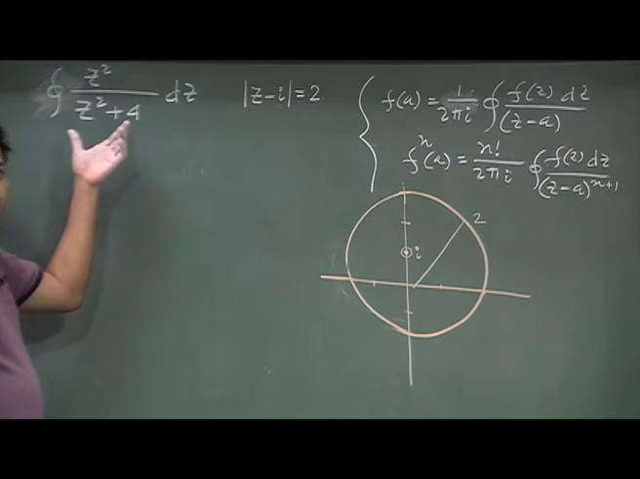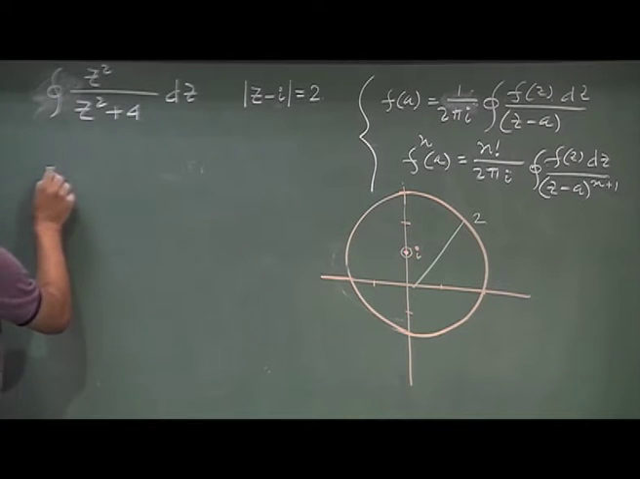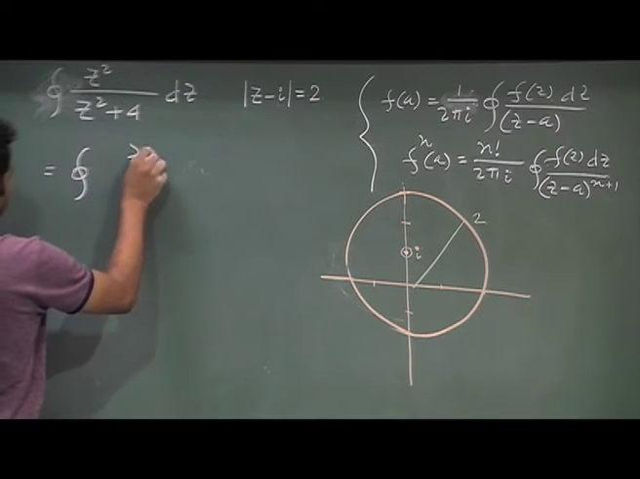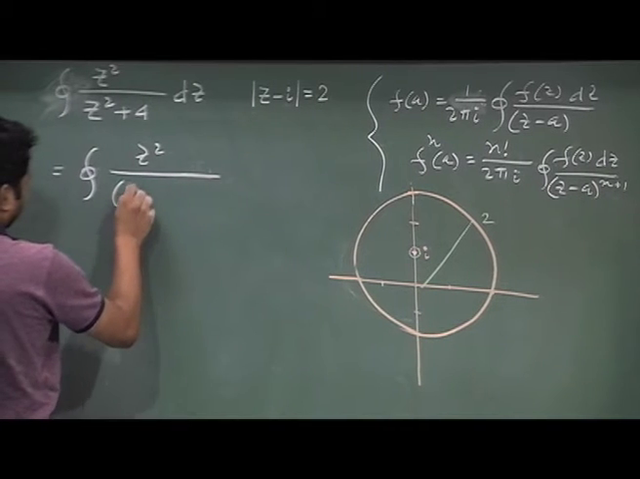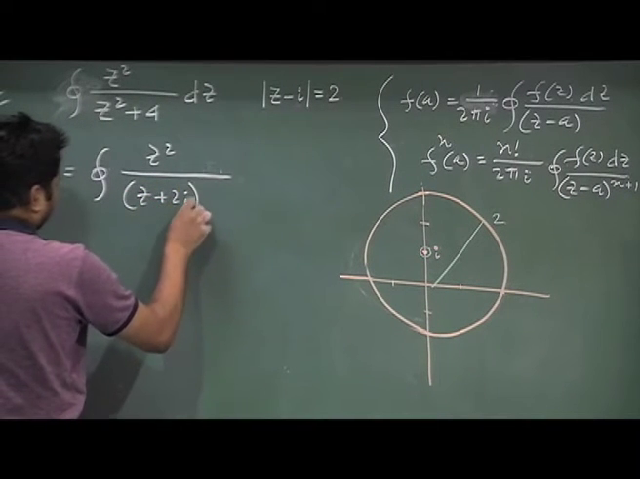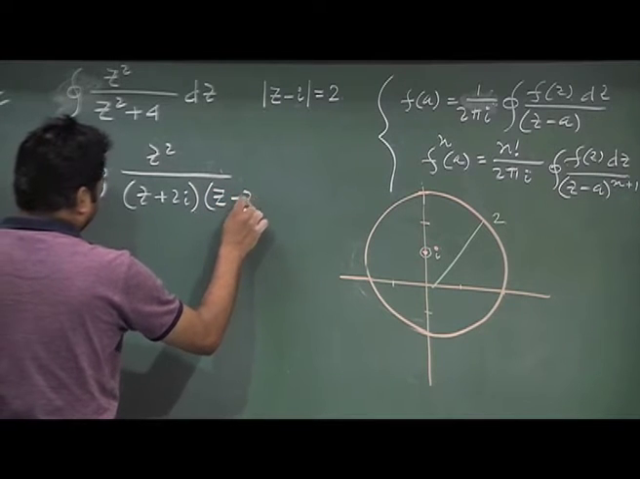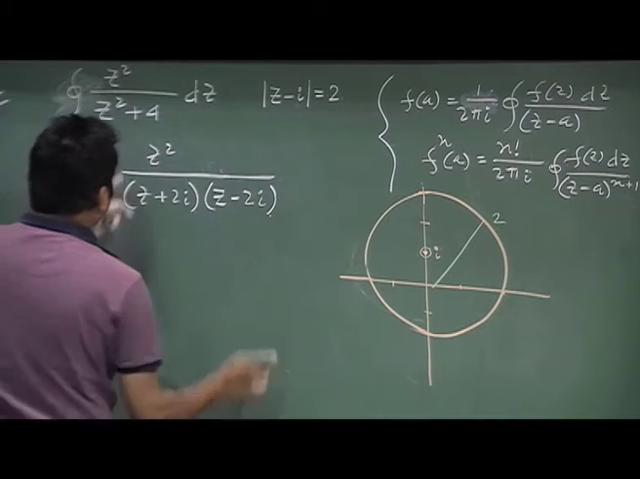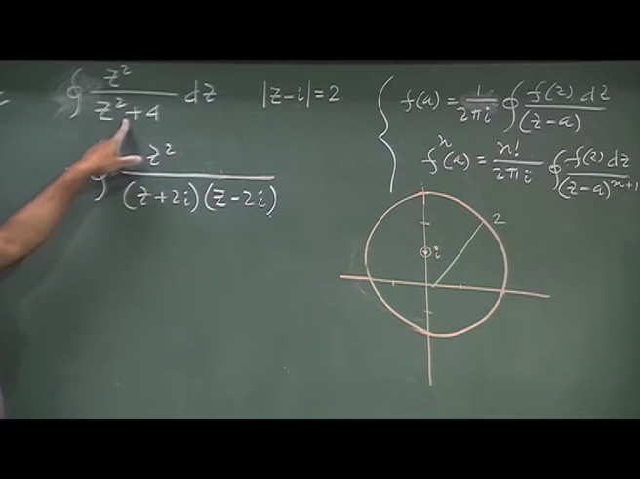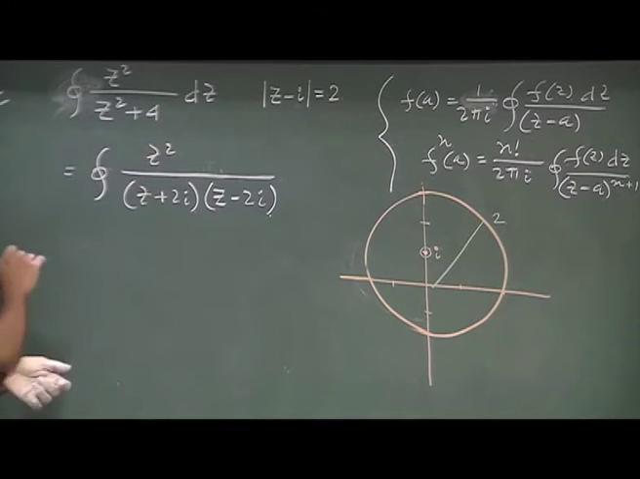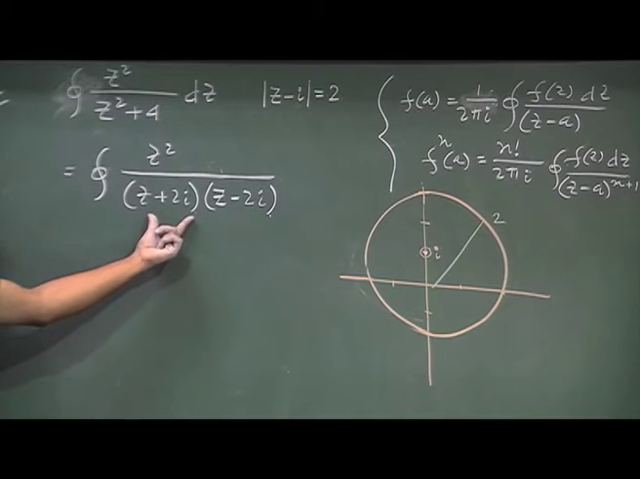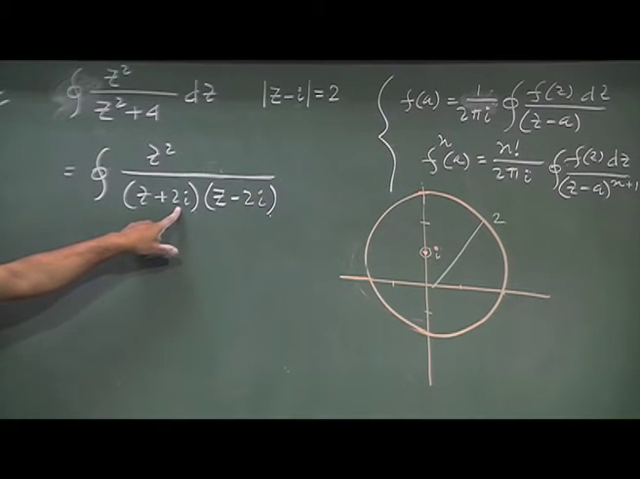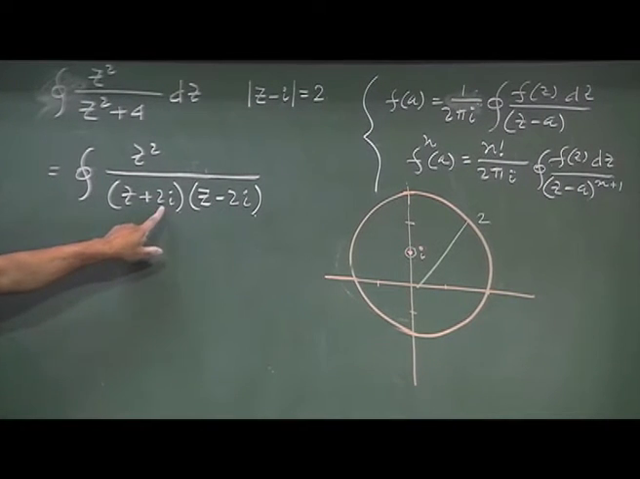Now I simplify this expression: z square divided by z plus 2i, z minus 2i. This is a familiar function, because in the previous class I already mentioned this function when I tried to find the singularity at two different points. So now you have 2 points where the function has singularities. One point is 2i and another point is minus 2i.